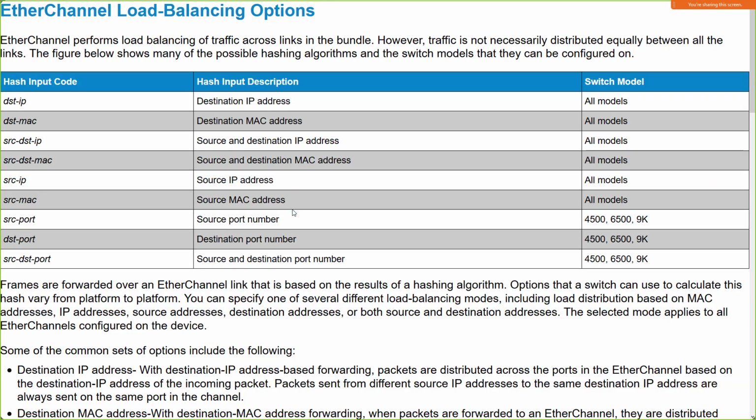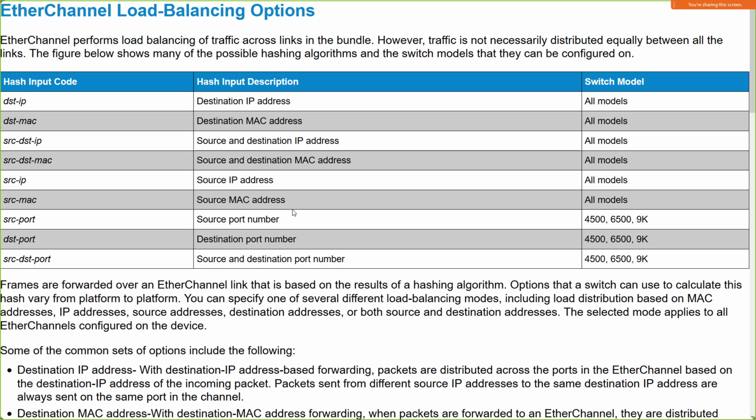When it comes to Etherchannel load balancing, there's always going to be a default load balancing mechanism implemented, and it is somewhat platform specific as to which load balancing method is turned on by default. But we do have several different load balancing options available to us. I can create a hash input code based on destination IP, destination MAC, source destination IP pairs, source destination MAC pairs, source IP, and so on.